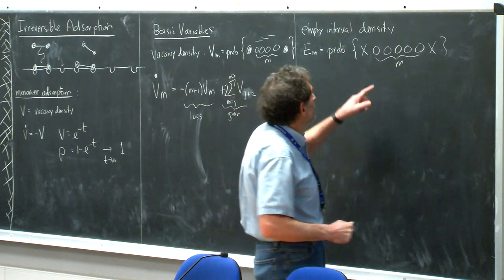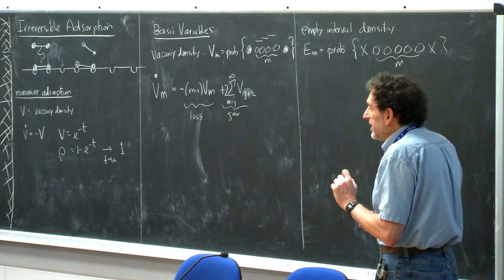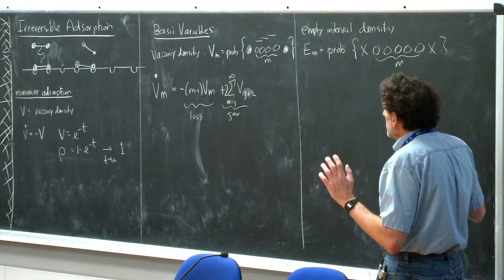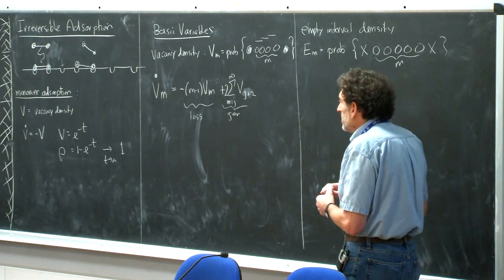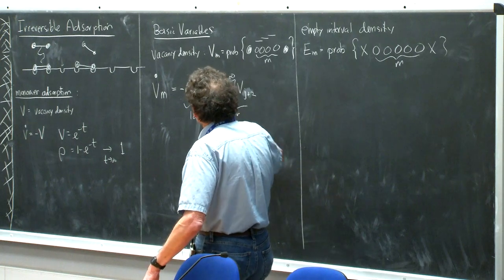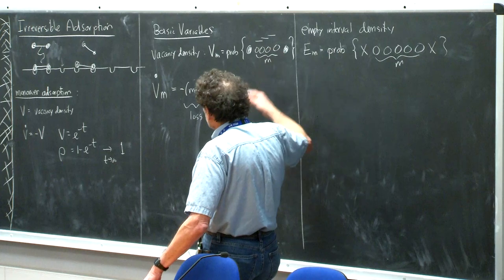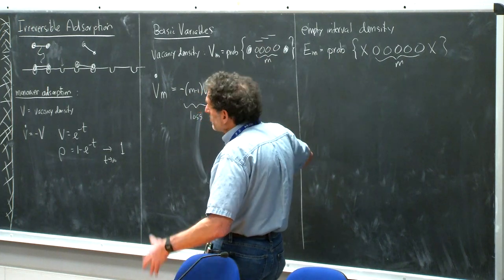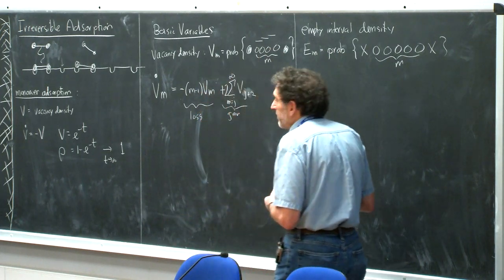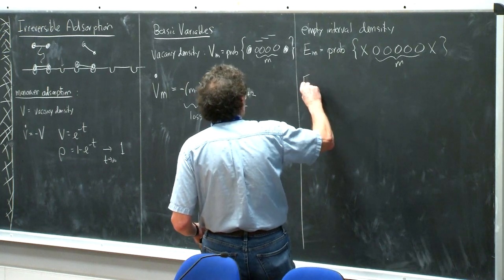But the crucial point here is that I don't pay attention to what's happening outside of this interval. And in so doing, as you're going to see, it makes for a much easier description, because notice that this rate equation is non-local because it involves m and all sizes bigger than m. And so it's a little bit harder to solve than if I have a local equation. So let's look at the rate equation for E_m dot.